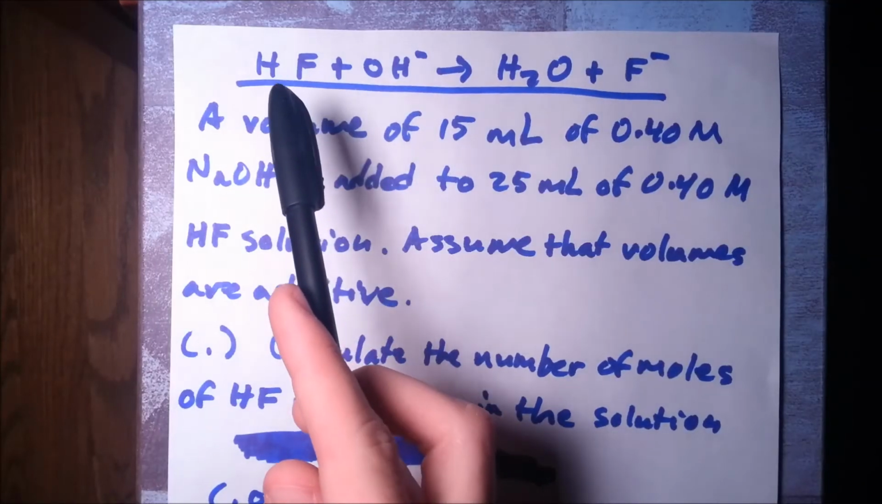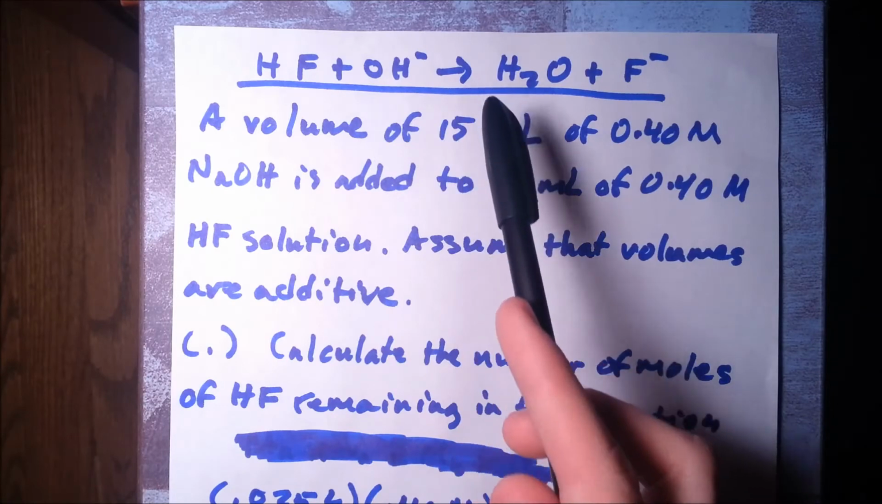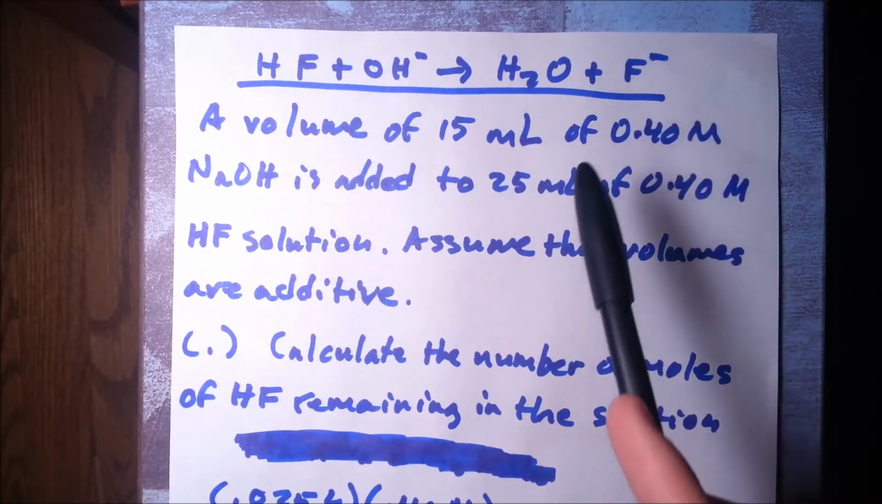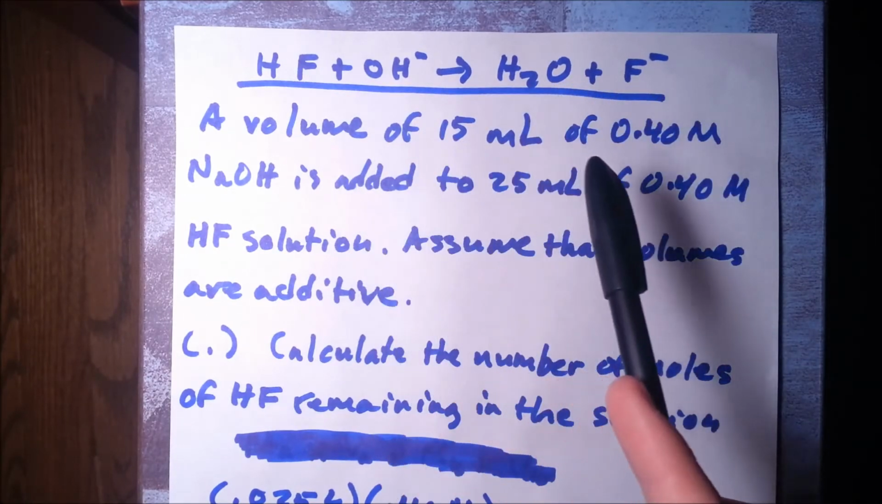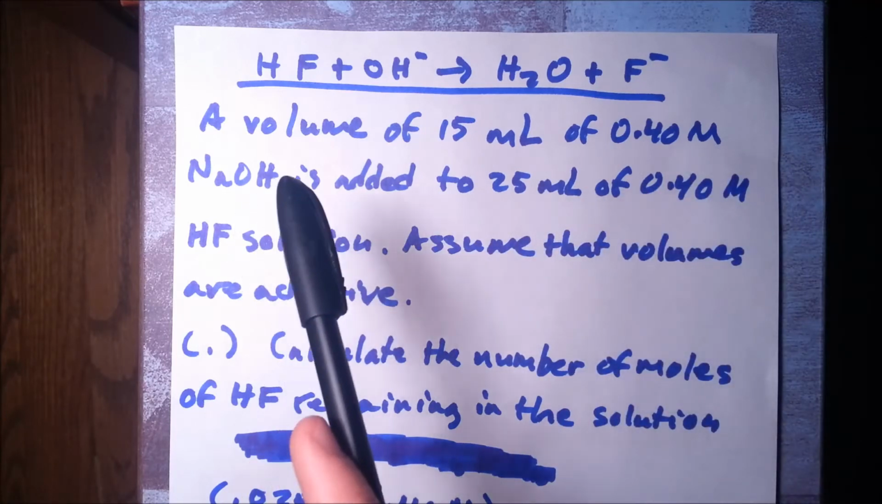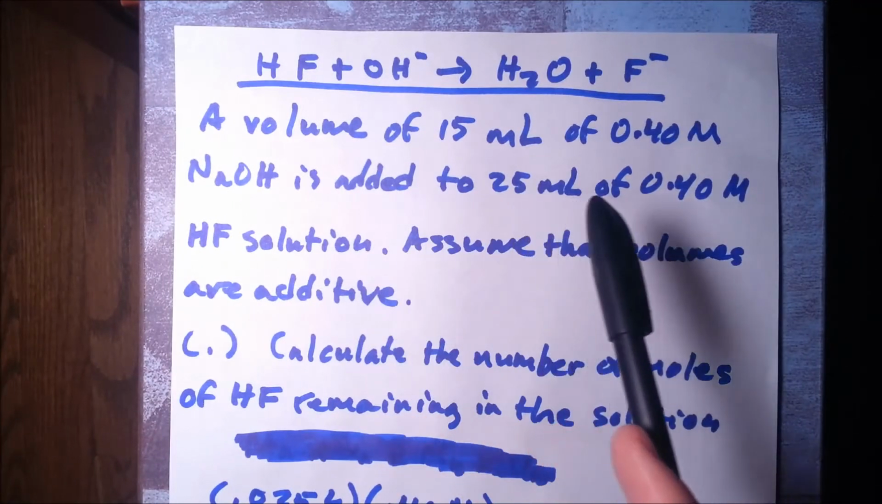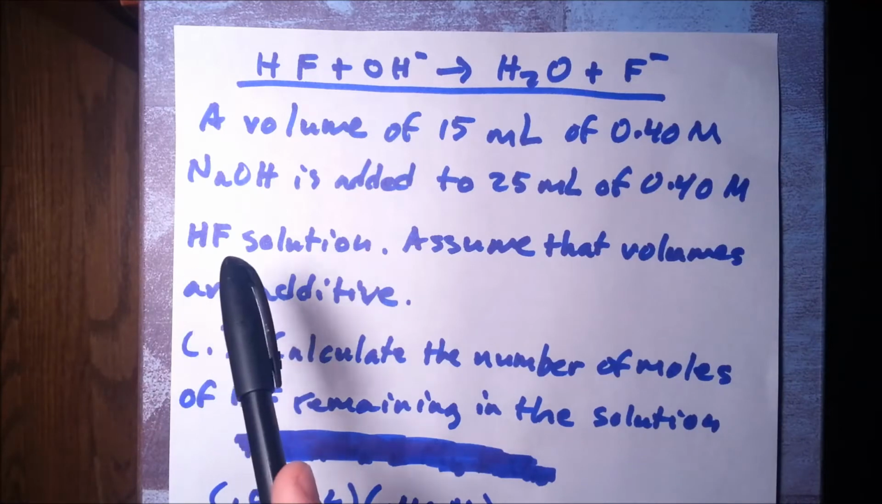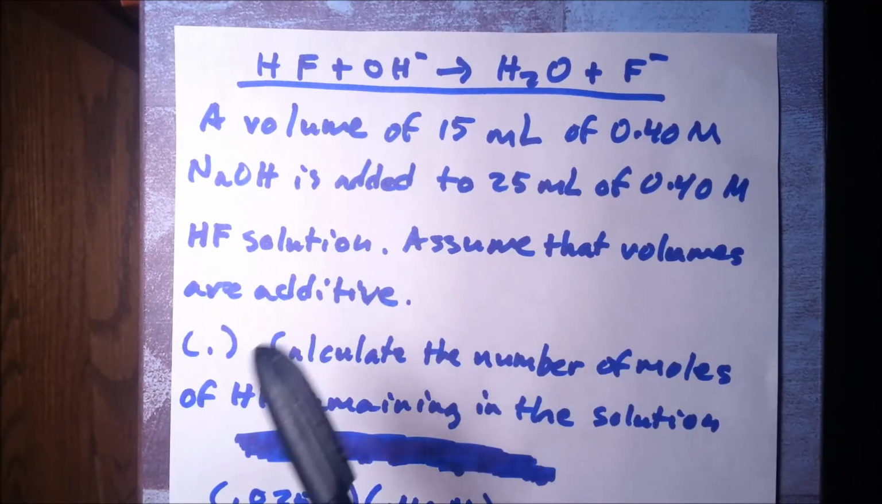So for question C, we're given HF plus OH minus gives H2O and F minus. A volume of 15 milliliters of a 0.4 molar solution of NaOH is added to 25 milliliters of a 0.4 molar solution of HF. Assume that the volumes are additive.